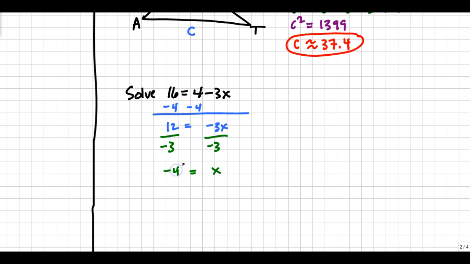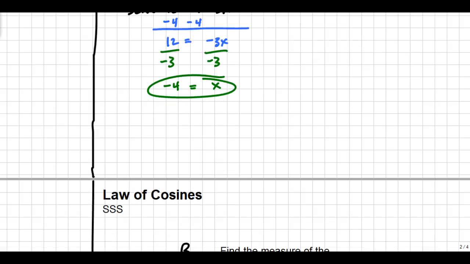So keep those basic steps in mind. Don't subtract here, you want to add the opposite instead. And then when you're dividing, make sure you bring down any negatives, and make sure when you divide you bring the negative with you. So keep those steps in mind. We're going to use that to look at SSS setups for the law of cosines.